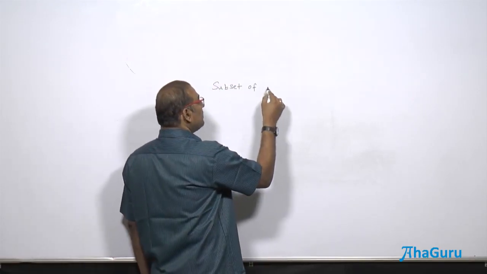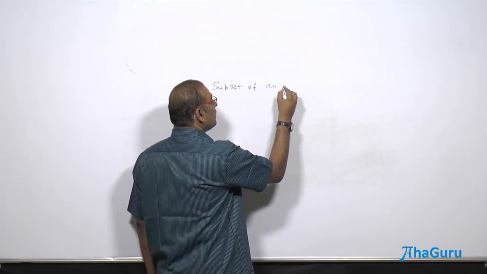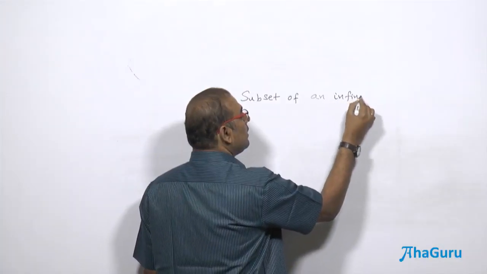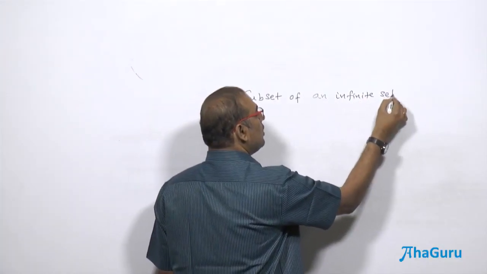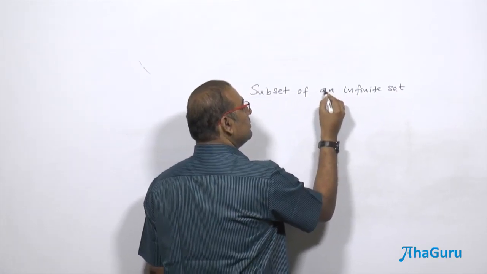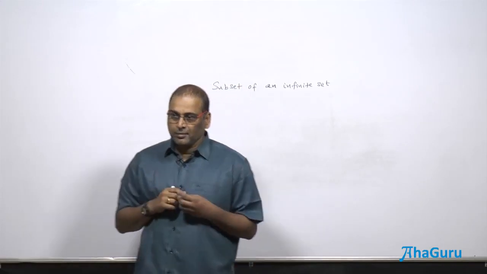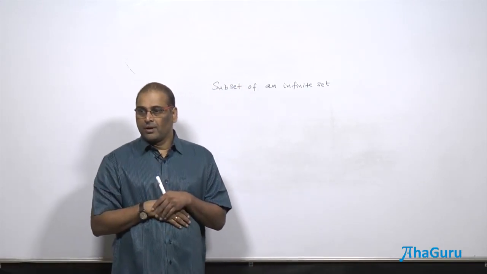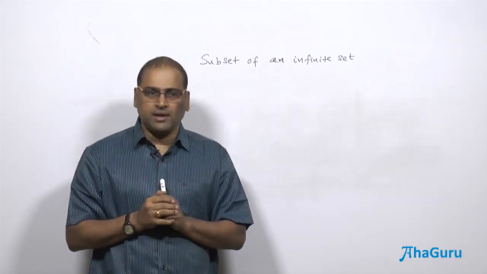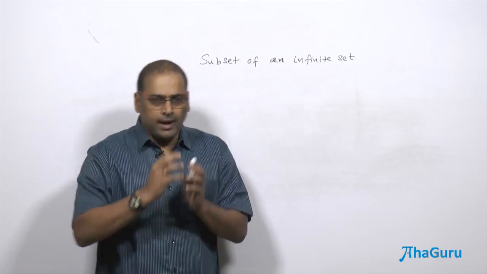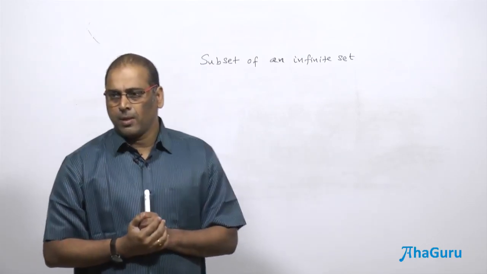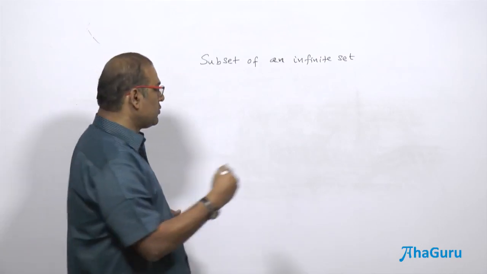But what would be the subset of an infinite set? This is usually not much discussed. This is very important. Clear? So can you give me one infinite set, and another subset out of that? Okay, natural numbers, is that?